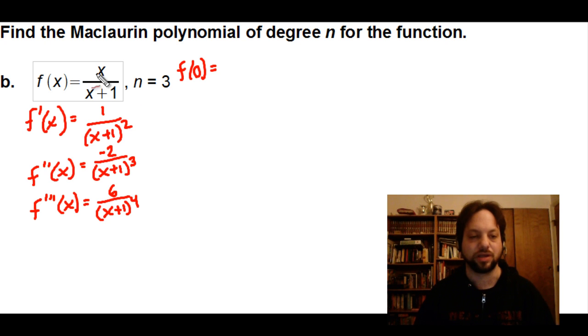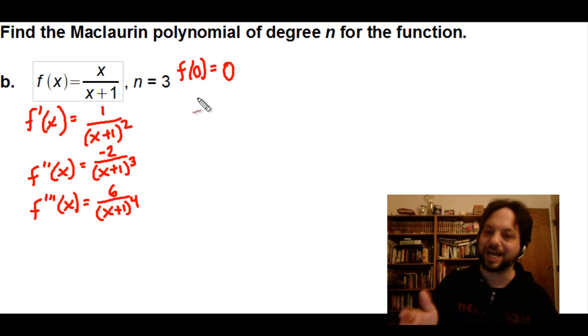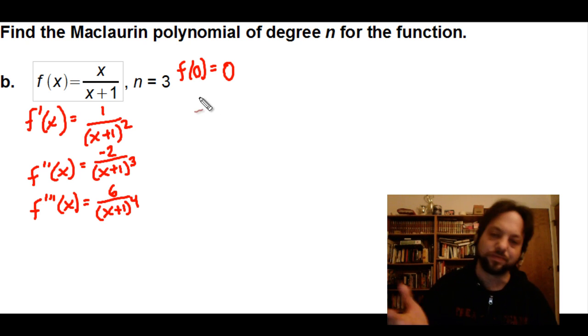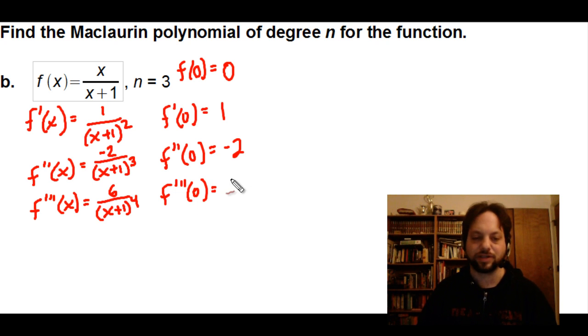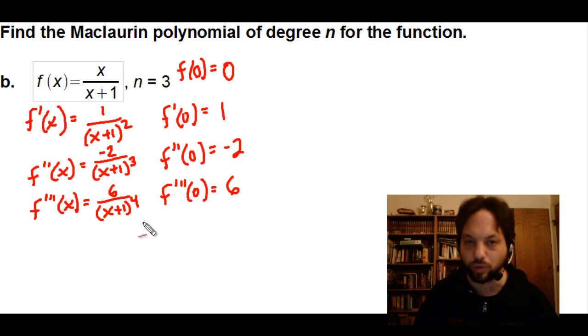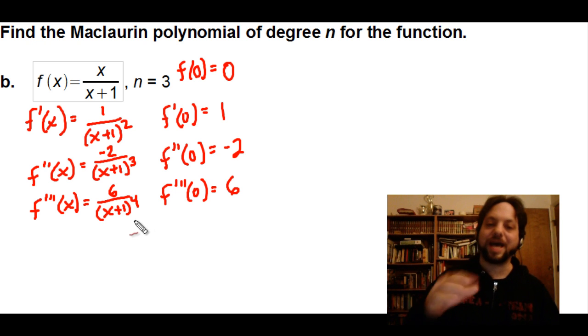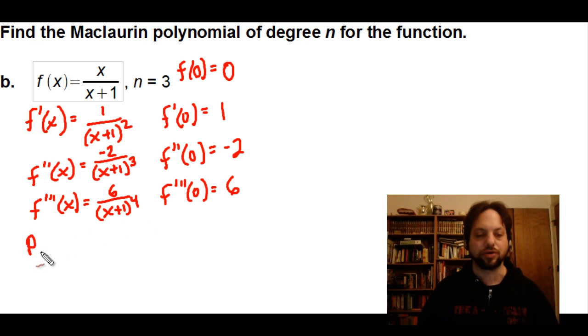F of 0, clearly that would give me 0 over 1, and I'll just leave that at 0. So perhaps I did lie earlier when I said none of the terms would be 0. Okay, the first one is. But let's take a look at our first derivative. If I plug 0 in there, I'll end up with 1 over 1. If I plug 0 into my second derivative, I'll end up with negative 2 over 1. And if I plug 0 into my third derivative, hopefully it's obvious to see that I'll end up with 6 over 1.